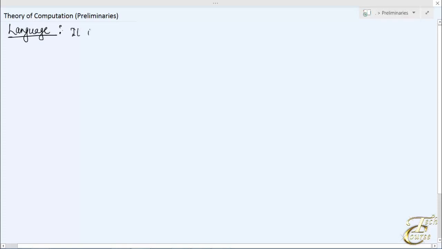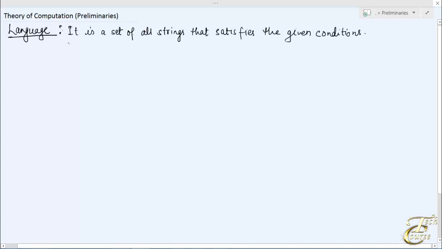It is a set of all strings that satisfies the given conditions and is generally denoted by L.